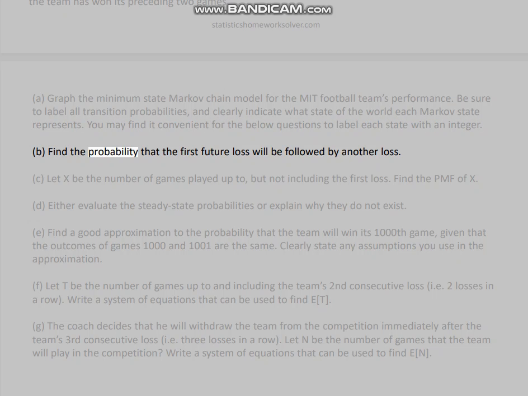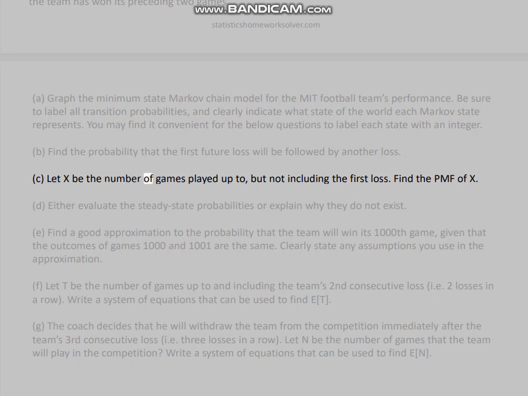B. Find the probability that the first future loss will be followed by another loss. C. Let X be the number of games played up to, but not including, the first loss. Find the PMF of X.